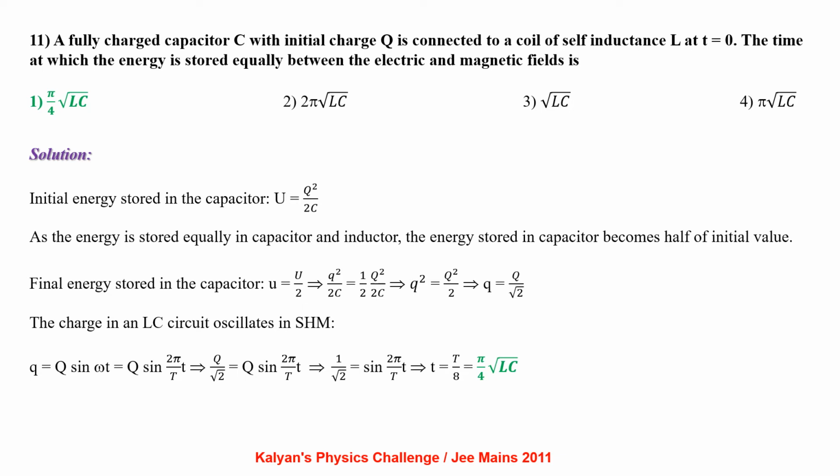Now as the charge oscillates between inductor and capacitor in simple harmonic fashion, we can write small q equal to capital Q times sine omega t. Omega is angular frequency, which can be written as 2 pi by T, where T is the time period of oscillation. Now substituting the value of small q in terms of capital Q, we get Q by root 2 equal to Q times sine 2 pi by T into small t. Upon simplification, we get small t equal to T by 8, which is pi by 4 times root LC. Here we get root LC because the time period of oscillation of LC oscillator is 2 pi root LC.